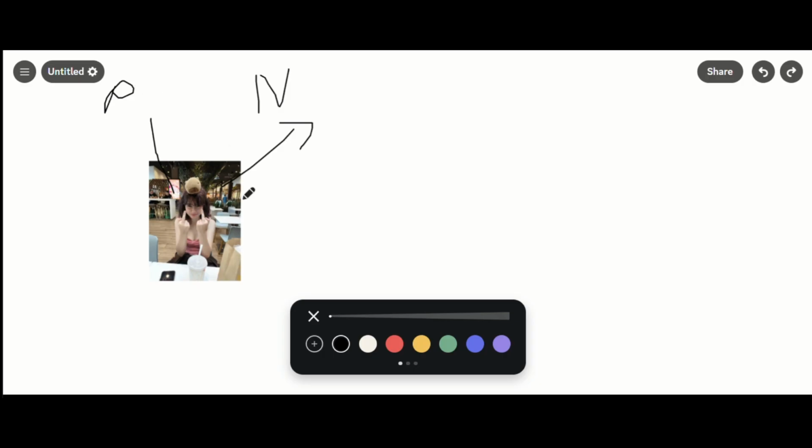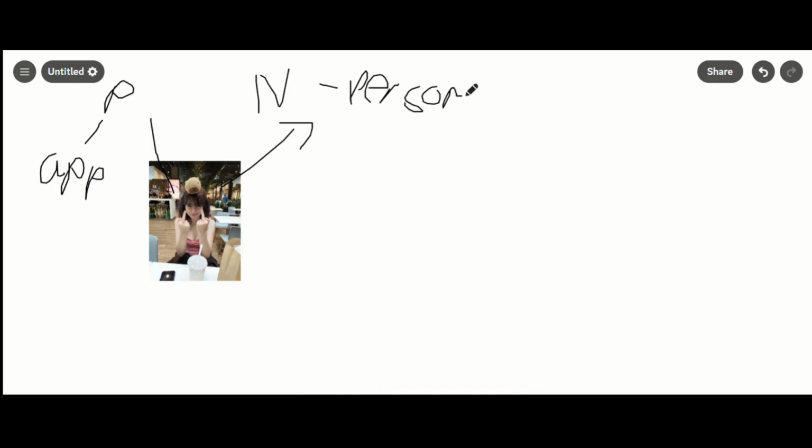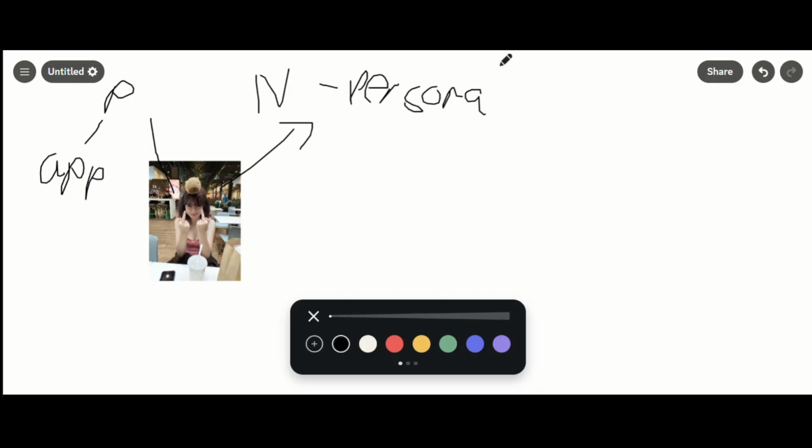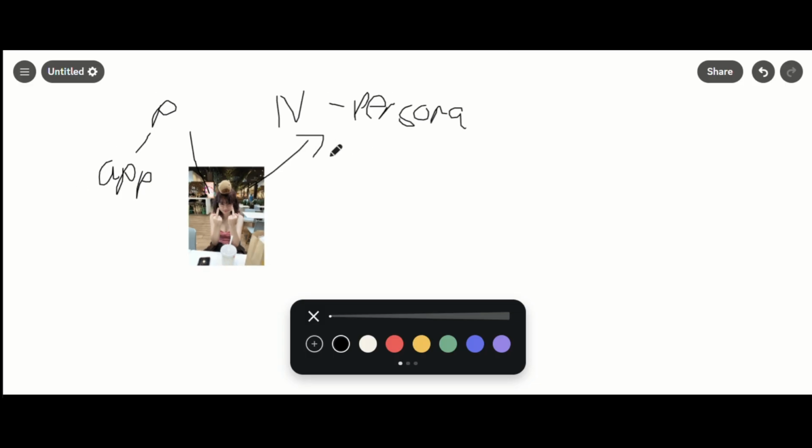Here's how to understand it. The protons are like what is attractive, so her appearance. P is appearance, and neutrons are what changes how she behaves, so personality. I'm just going to write persona.